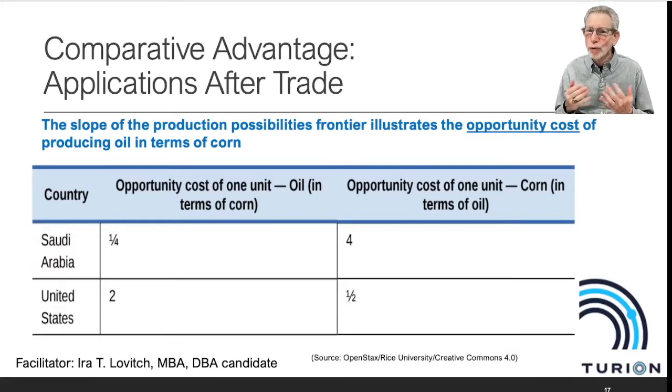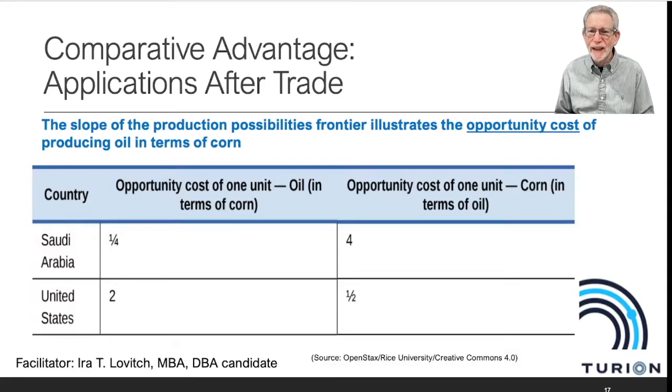And since there's no trade going on, the only option to provide both energy and food is for that society to have a balance of both, some balance. But it doesn't mean it's an equal balance, because the opportunity cost for Saudi Arabia is going to be much greater to produce corn, and the opportunity cost for the United States is going to be much greater to shift to oil, because the U.S.